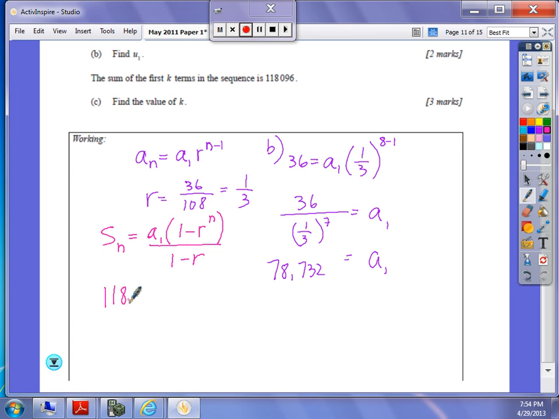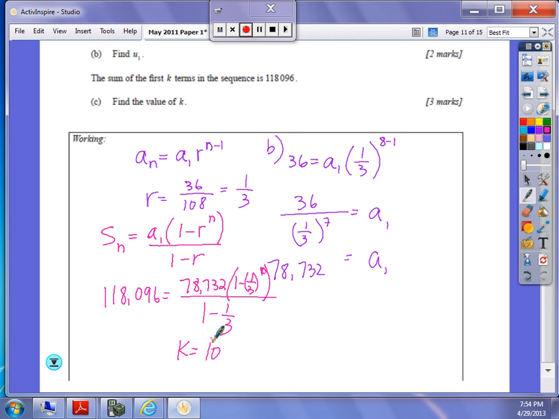118,096 is equal to the first term, which I know is 78,732, times 1 minus 1/3 to the k. That's what I'm solving for, k, or n. Is that confusing, n or k? All over 1 minus 1/3. So we are going to calculate that, and k is equal to 10.